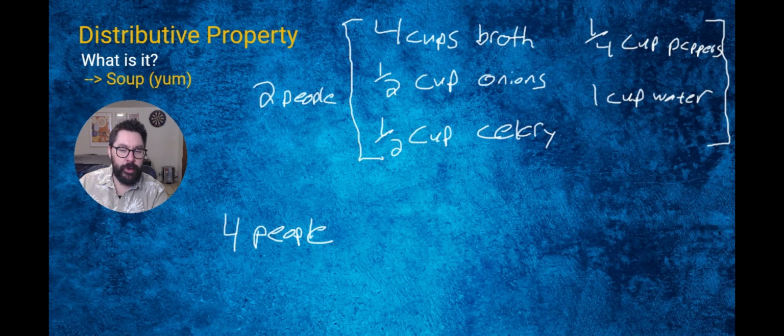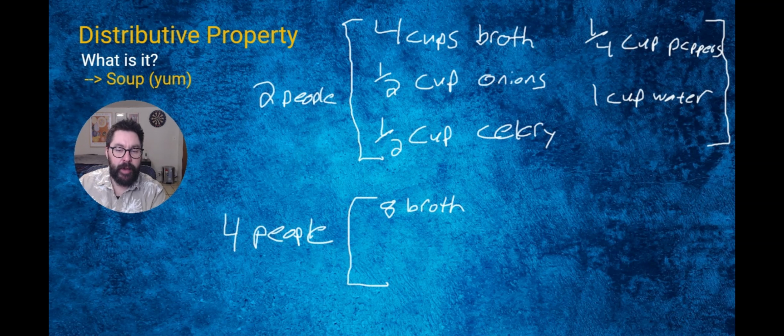And so what should we do with all the ingredients? If your first thought was, well, we've got to double all the ingredients, that's correct. So we want to double all the ingredients. If we had 4 people, we can multiply all these different ingredients and make them twice as big. So we would want 8 cups of broth.